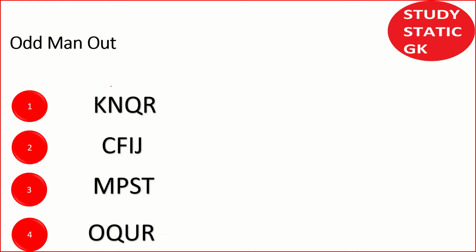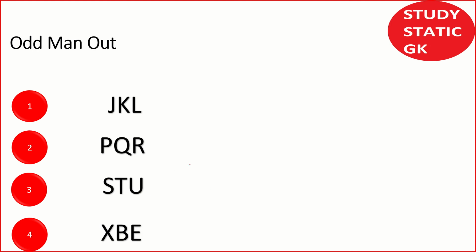Next, K, L, M, N, O, P, Q. Here no blank, right? C, D, E, F, G, H, I, J. So this one is same, this one is same. N, O, P, Q, R, S, T. So this is also same because here no gap, here 2 gap, here 2 gap. Right? Here if you say element O, P, Q, here only 1 gap is there. But in the remaining 3, 2 gap is there. So this is the one, odd man.